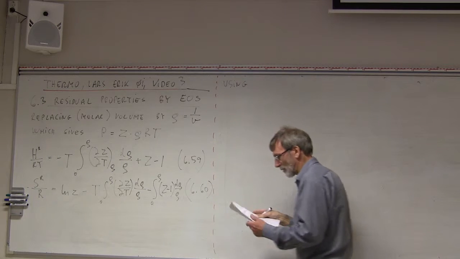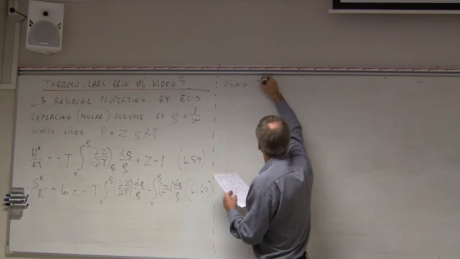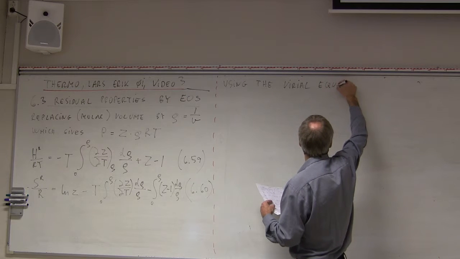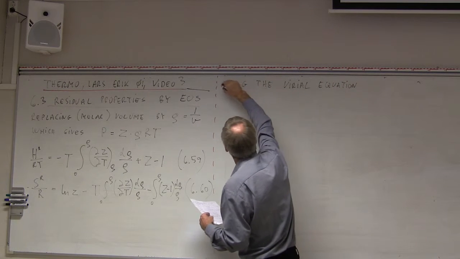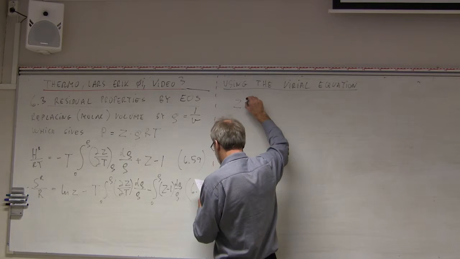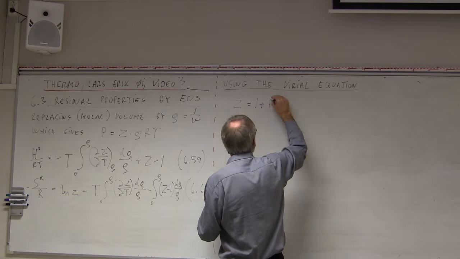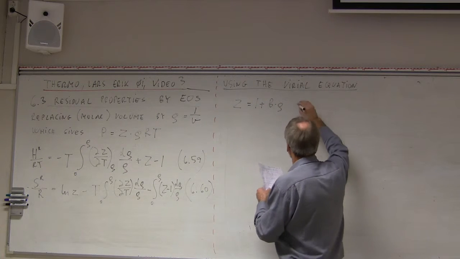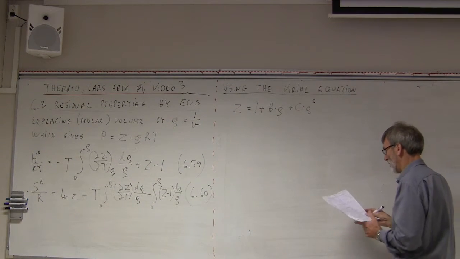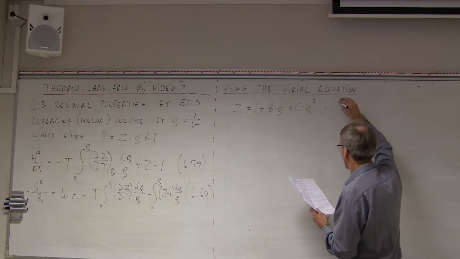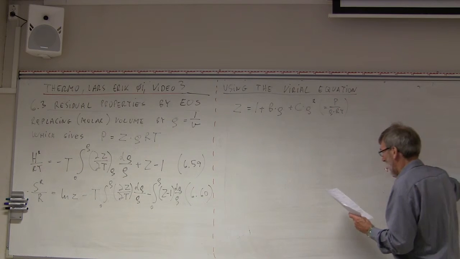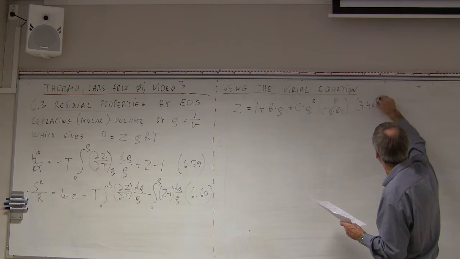And the equation of state that I plan to use is the virial equation, which says that Z is 1 plus B times rho plus C times rho squared, which is also equal to P over rho times RT. This is equation 340.